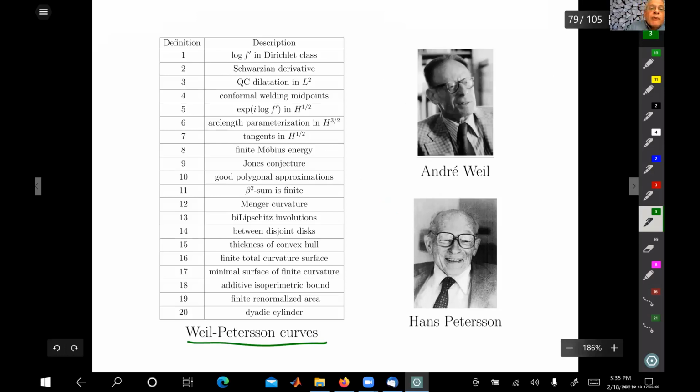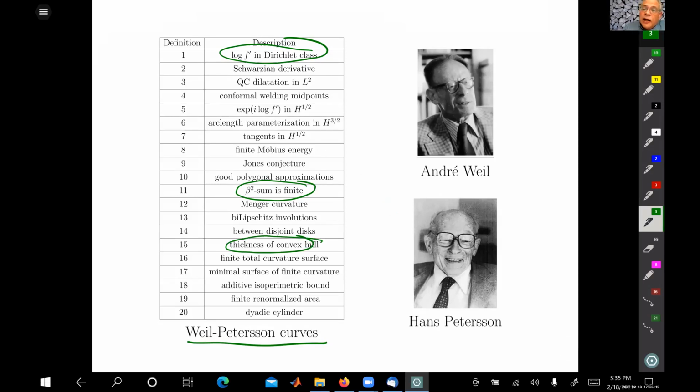Now, this is a list of 20 different characterizations of these curves. And we've talked about a couple. We talked about log of f prime being in the Dirichlet class. And we talked about beta numbers. We talked about the thickness of the convex hull. Here's our founders, by the way, Andre Weil and Hans Petersen.